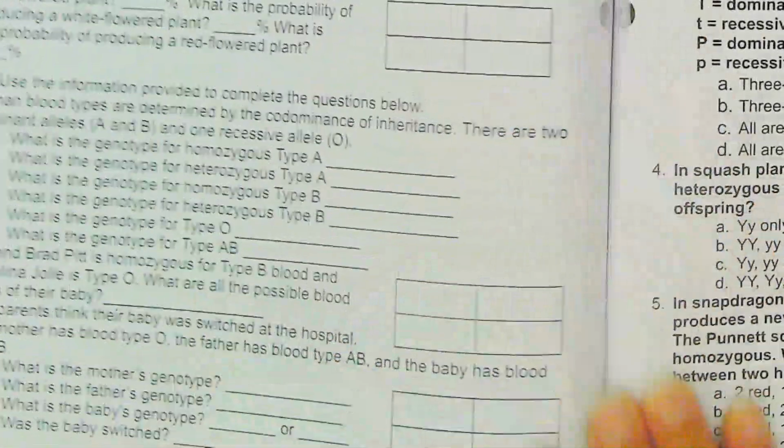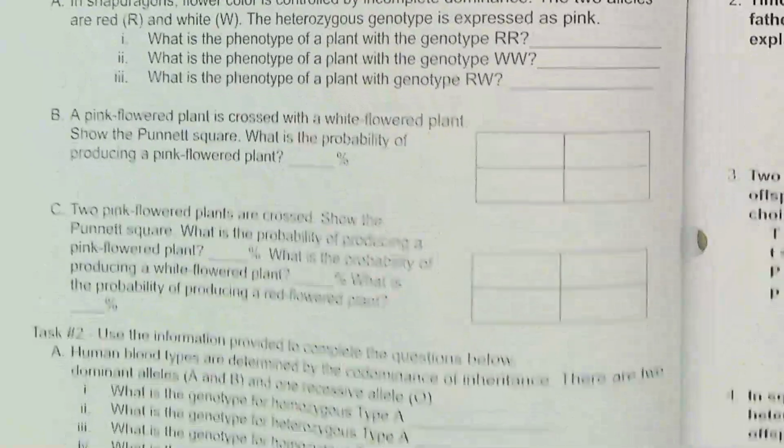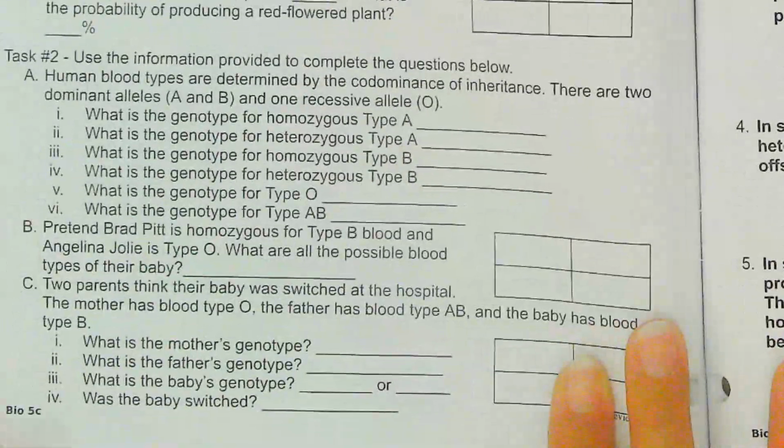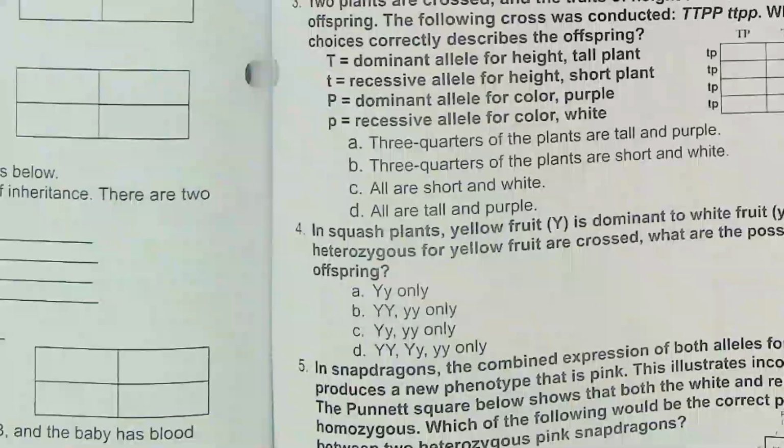Station 2 is incomplete and codominant vocab, and Punnett squares. Task 2 is about blood types and multiple alleles, so they work the same way as normal ones. And station 3 is multiple choice questions.